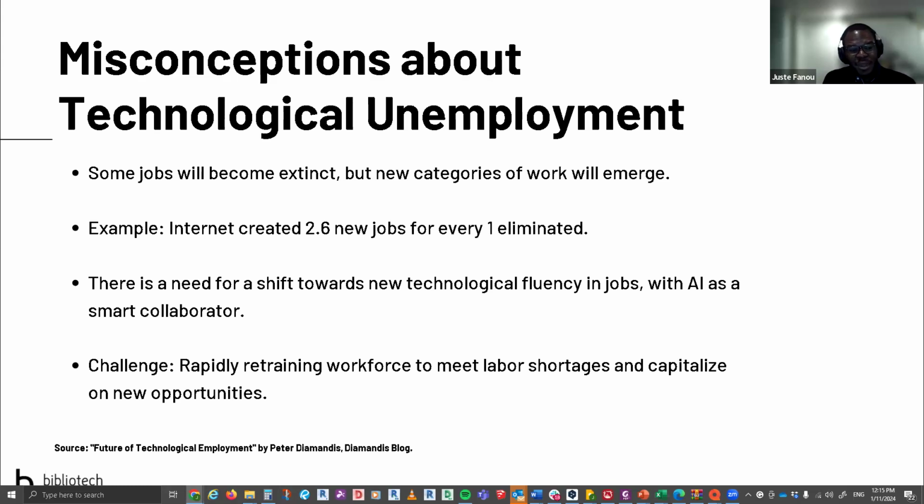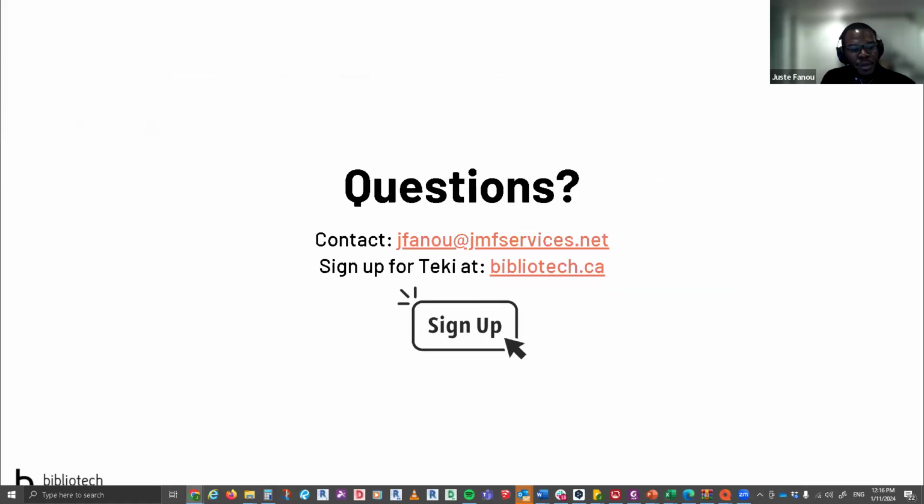So I think that there will be a need to have a shift towards new technological fluency, obviously, and AI will be our smart collaborator. You think of GPT or ChatGPT or whatever AI we're using as a very smart intern that can assist us as we are doing our work. But obviously, retraining the workforce, raising awareness, and providing the ability for people to retrain and reskill in these new job categories is going to be very, very, very important. And then with that, I'm going to open up the Q&A session, and I hope you learned something.